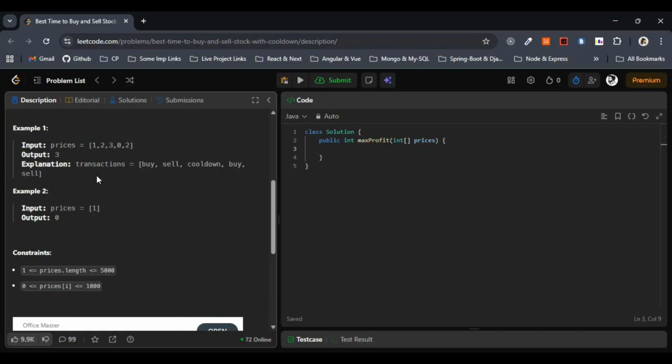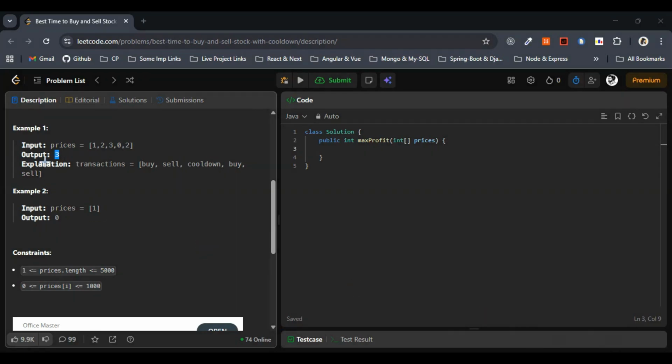First, the transaction is buy, sell, cooldown, buy, sell. First we will buy and sell at price two, so profit is one here. Then this one is the cooldown, we cannot consider it. We'll buy at zero and sell at two. So we had one profit, now we have two profit here. So two plus one is nothing but three, right? This is fine, I believe.